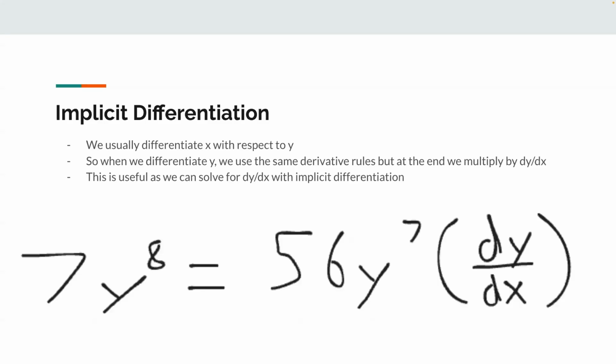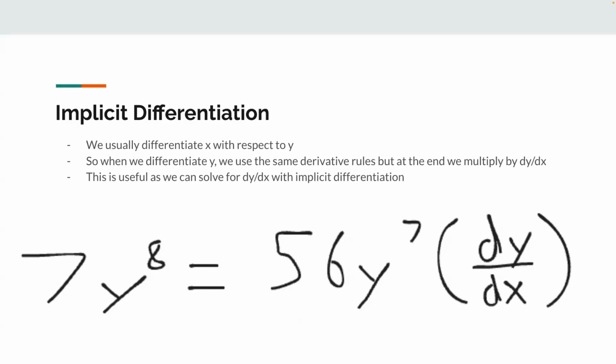In implicit differentiation, essentially, we get dy/dx in the equation. So far, we've just covered differentiation with respect to x. So in implicit differentiation, when we differentiate y, we use the exact same derivative rules, but at the end, we just multiply by dy/dx. This is useful as we can solve for dy/dx with implicit differentiation.